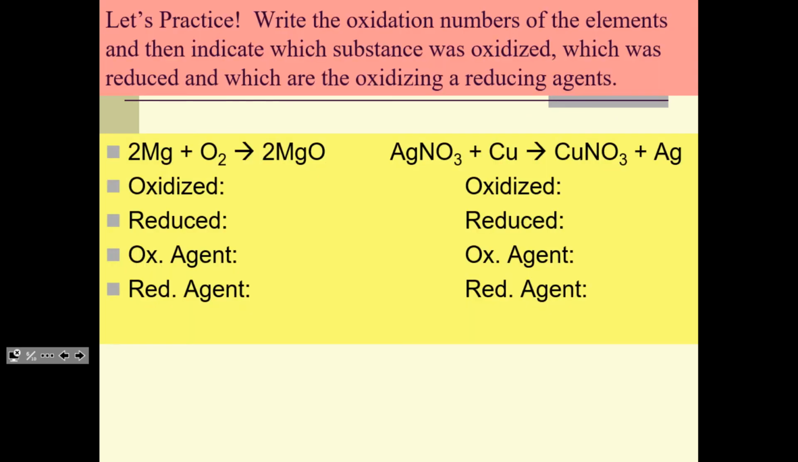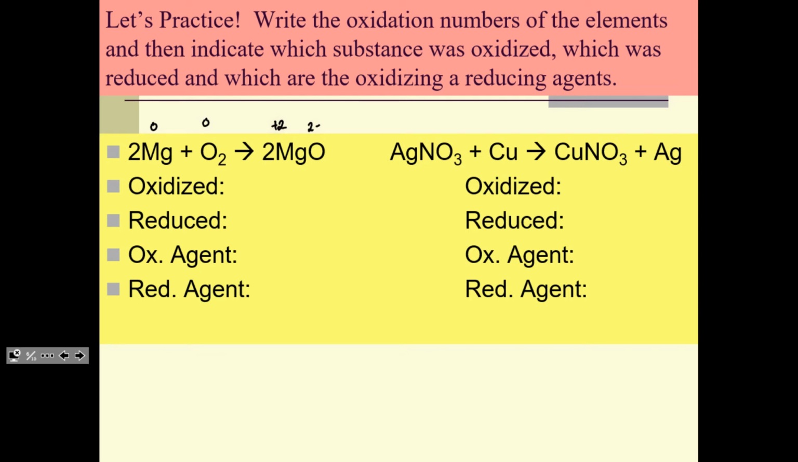Okay, so here we go. Let's practice. Write the oxidation numbers of the elements and then indicate which substance was oxidized, which was reduced, and the agents. And then we'll stop for this video. Magnesium is 0. It's by itself. Oxygen is also 0. Group 2 elements, like magnesium, is a +2, while oxygen is a 2-.